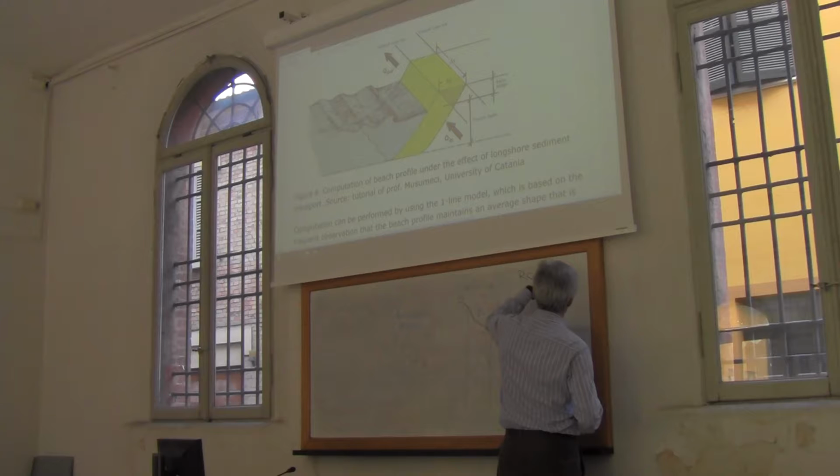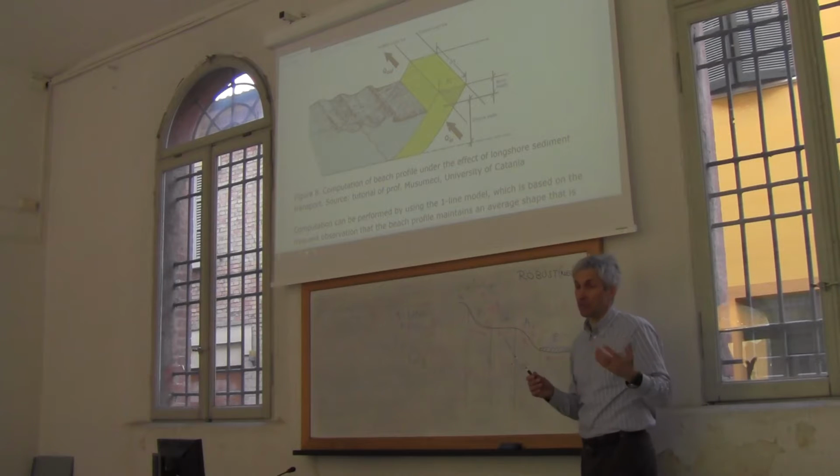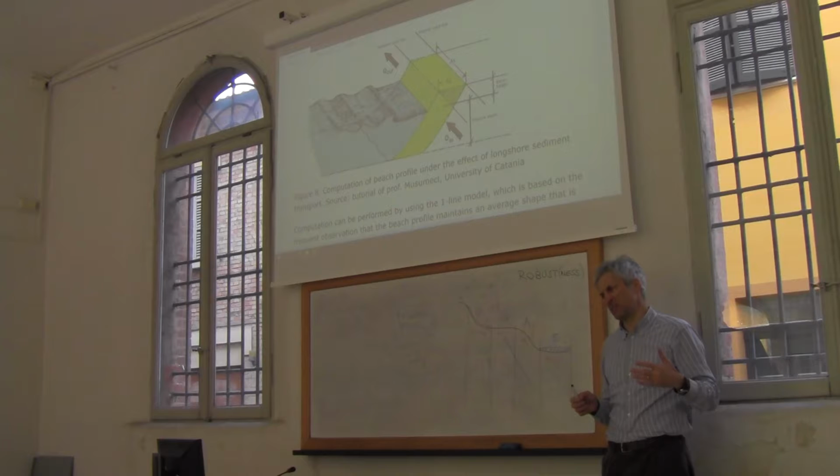Robust. What does it mean, robustness? Well, we say that the model is robust when we expect that the model is not really precise, but it's not deadly wrong. I think you understand what I mean.